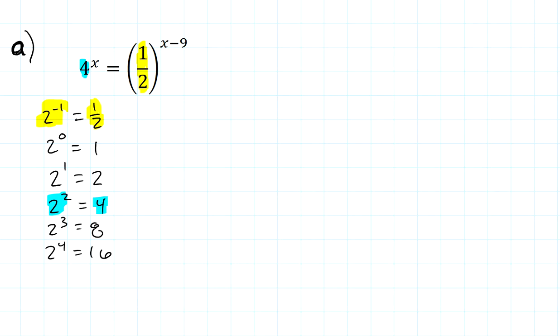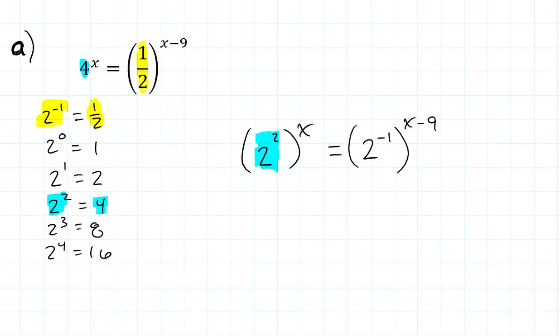Instead of writing 4 to the x power, I'm going to write 2 squared, and then that gets raised to the x power. If you look real closely here, I'm just replacing, right? This thing I've highlighted in blue is the same thing as it was up above. So all I have here is 4 to the x power. It's exactly the same. And then on the other side of the equal symbol, instead of 1/2, we're going to write 2 to the negative 1 power, and then we're going to raise that to the x minus 9 power. And again, this 2 to the negative 1 power is exactly the same thing as 1/2.